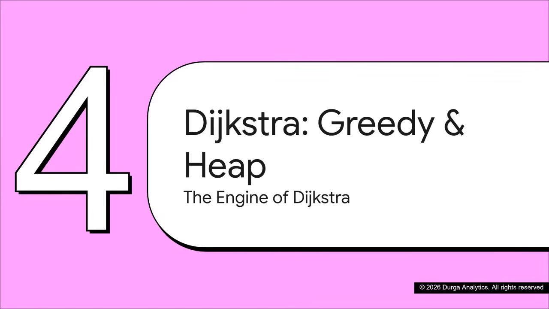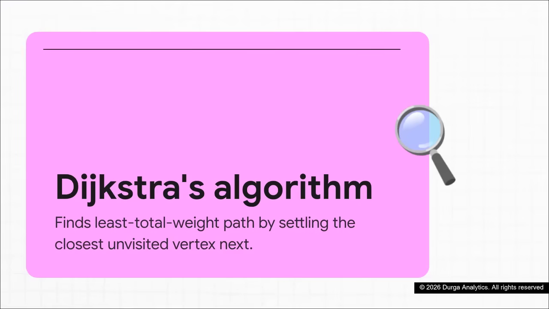Part 4. Dijkstra, Greedy meets Heap. The engine of Dijkstra. To handle these non-negative weighted graphs, we use Dijkstra's algorithm. The way it finds the least total weight path is by keeping a tentative distance to every vertex. It starts them all at infinity, except the source, which is 0. It then repeatedly picks the unvisited vertex with the smallest known distance, finalizes it, and updates its neighbors' tentative distances if going through that vertex happens to be cheaper. You basically grow a settled region outward. And with non-negative weights, no cheaper route to a settled vertex can ever magically appear later.